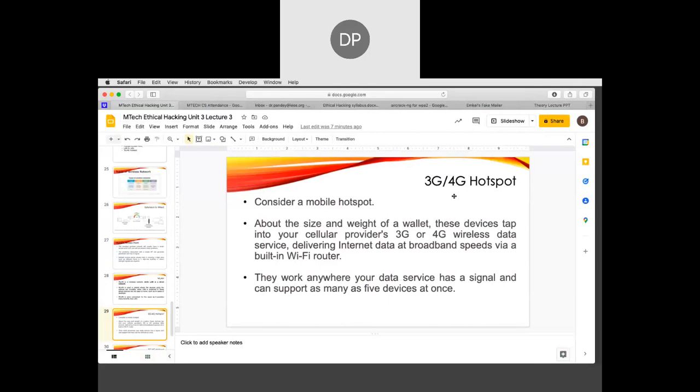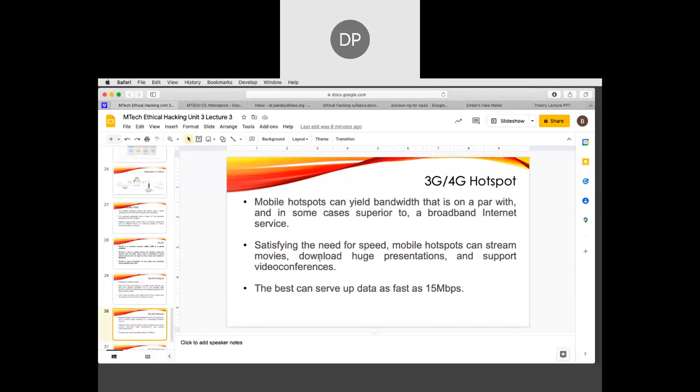So what is a 3G or 4G hotspot? We may consider a 3G or 4G hotspot as a mobile hotspot, about the size and weight of a wallet. These devices tap into your cellular provider's 3G or 4G wireless data services and deliver internet data at broadband speeds via a built-in Wi-Fi router. They work anywhere your data service has a signal and can support as many as 5 devices at once.